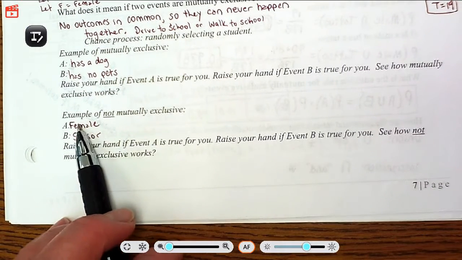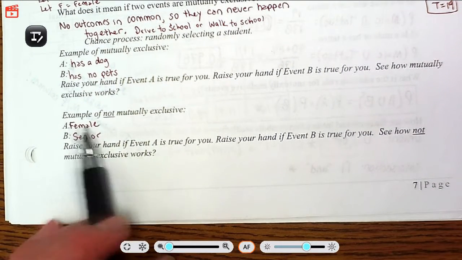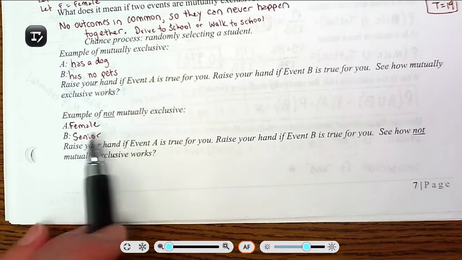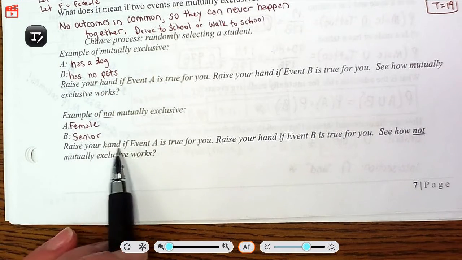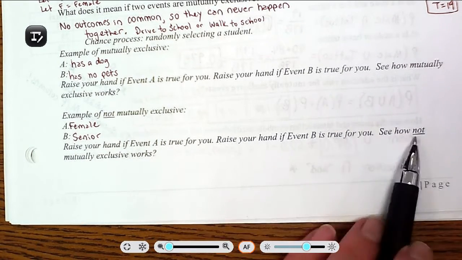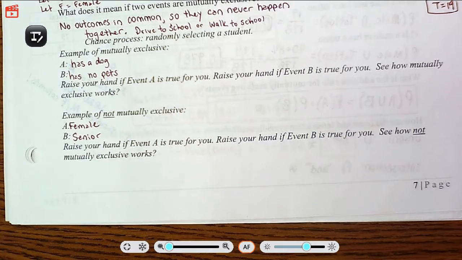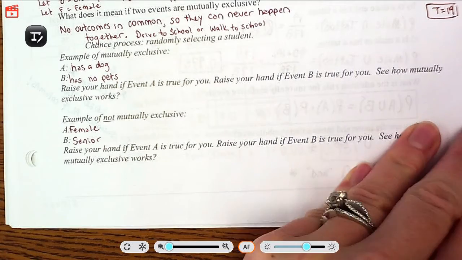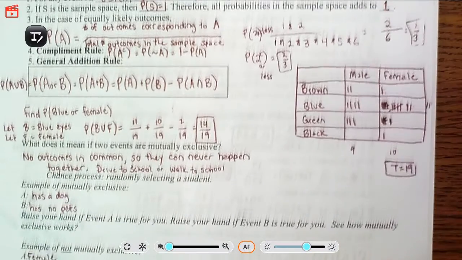Okay, an example of not mutually exclusive is being female and the outcome of being a senior. So raise your hand if event A is true for you. Raise your hand if event B is true for you. See how many of you females kept your hand up for senior. So you reside in both events. So these two events are not mutually exclusive.